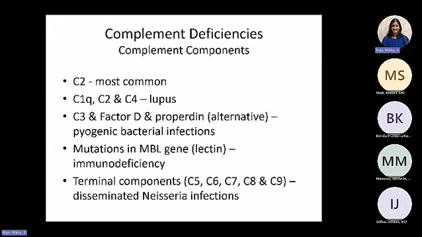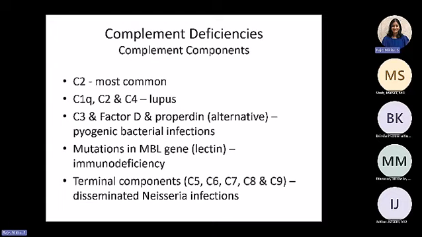C2 deficiency is one of the most common immunodeficiency. C1q, C2, and C4, these can be defective in systemic lupus erythematosus. C3 defect is also one of the common complement deficiencies that lead to pyogenic bacterial infections. Factor D defect, properdin defect, these are part of the alternative complement pathway. These can be defective and can lead to pyogenic bacterial infections.